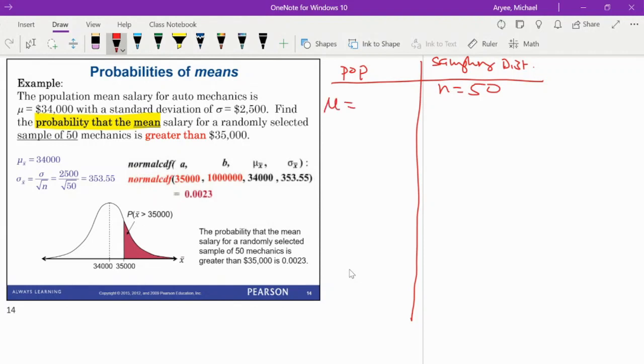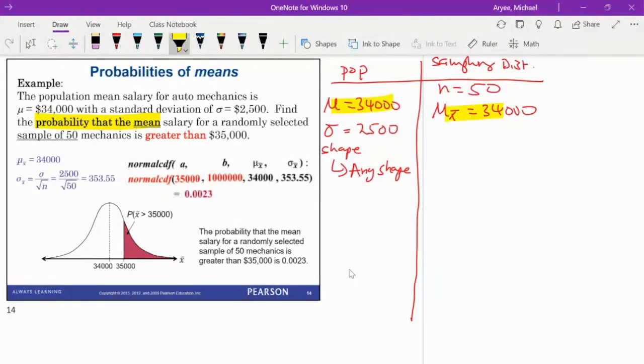Over here, the mean, they said the mean is 34,000. The standard deviation is 2,500. The shape, did they say anything about the shape? They didn't say anything. So we're going to say any shape. Now, mu x bar will be 34,000 because they are going to be the same. This is always going to be the same as that. Then sigma x bar is going to be 2,500 divided by square root of n.